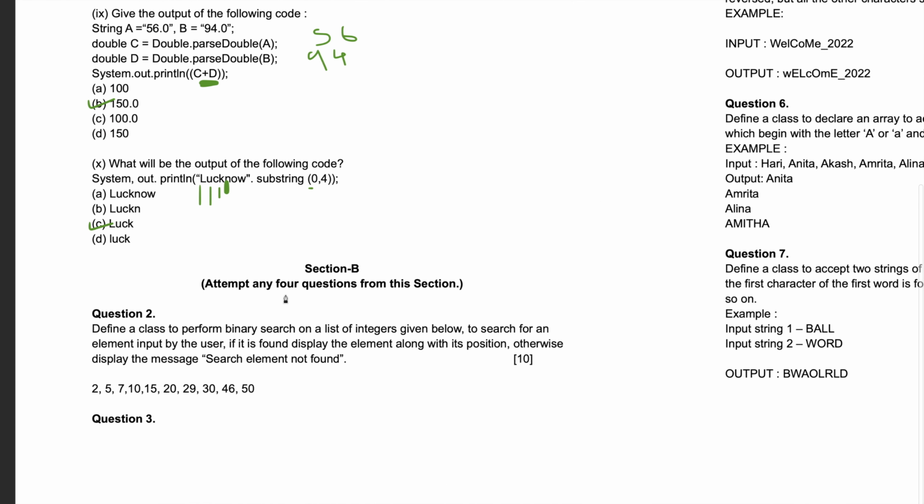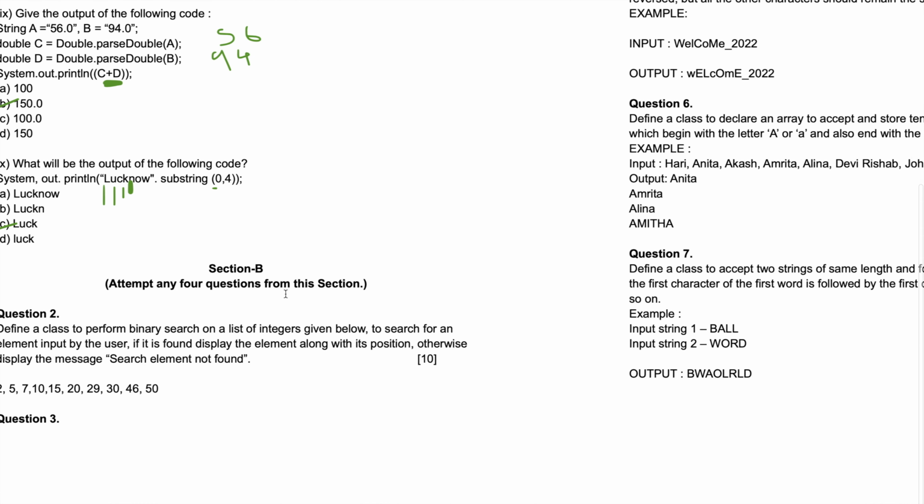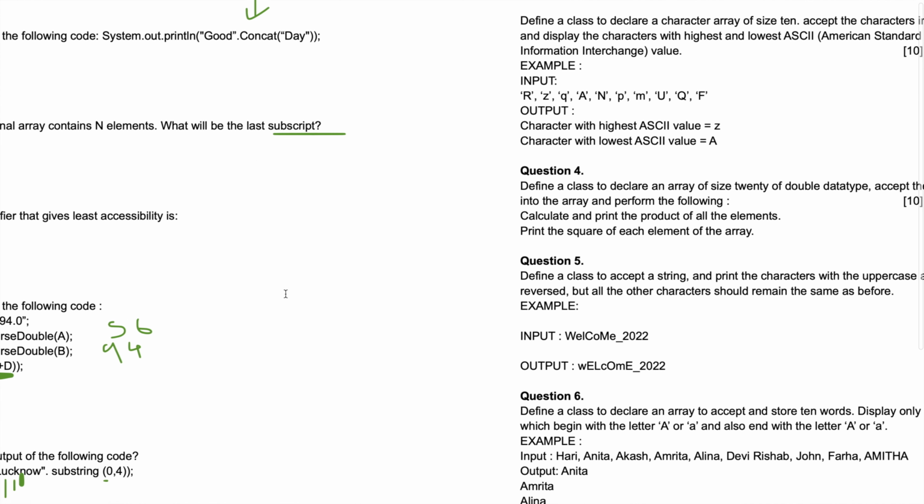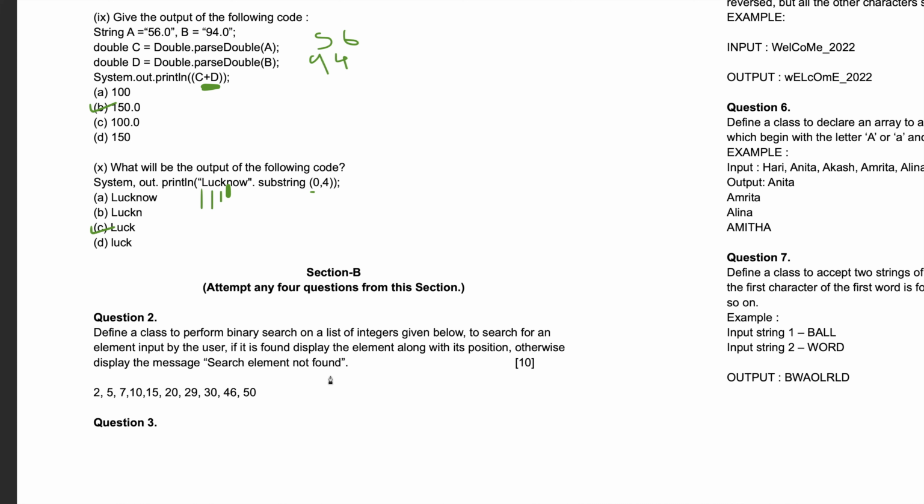Moving on to question 2, I am going to solve these each in a different Java file. So read this question 2. We have to perform binary search on a list of given integers. The search element is found or not found. For not found you print this, for found you print the element along with its position.